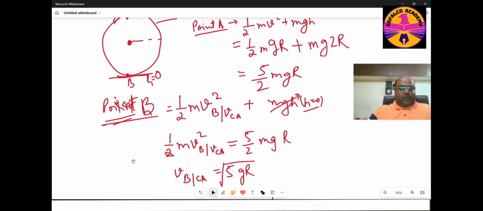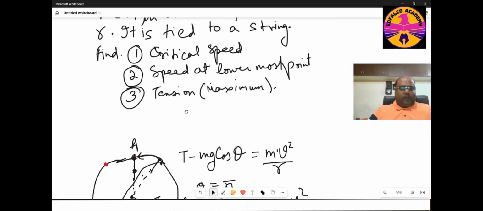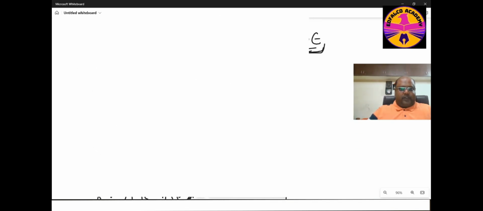I hope this clears everything, and it was a good problem. We went into quite a bit of detail in this problem and tried to understand each and every concept.